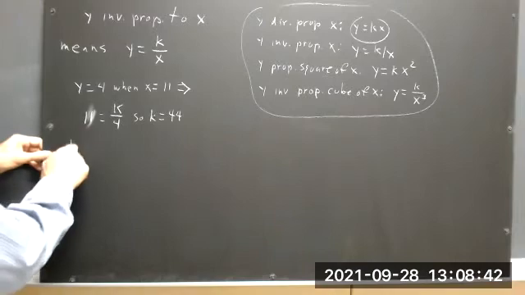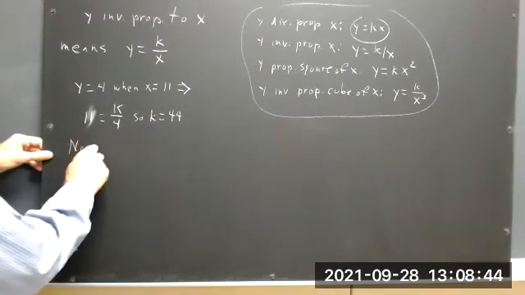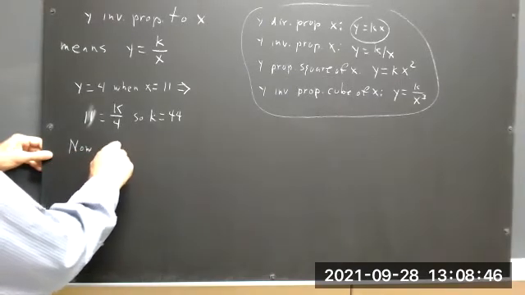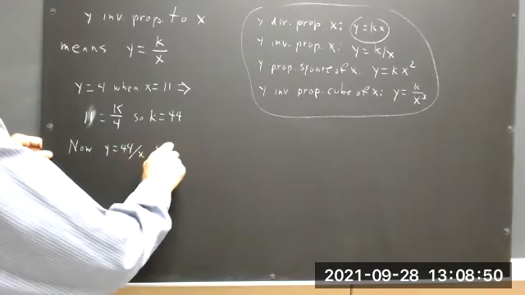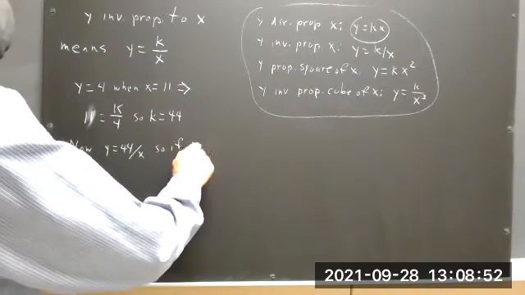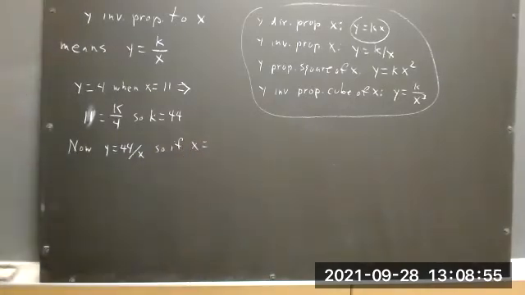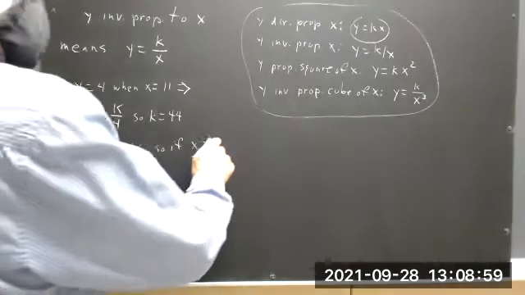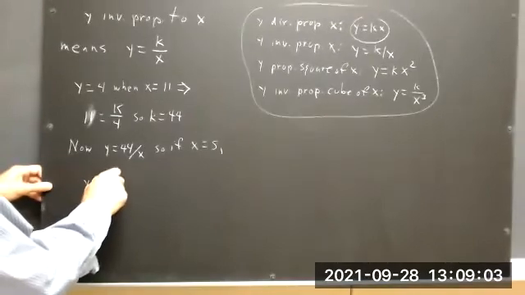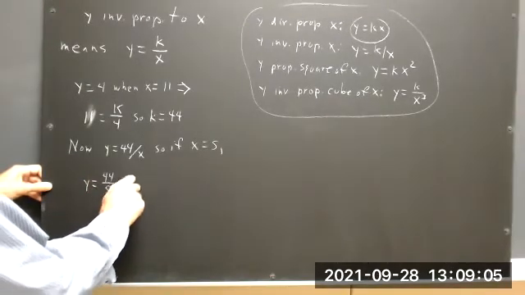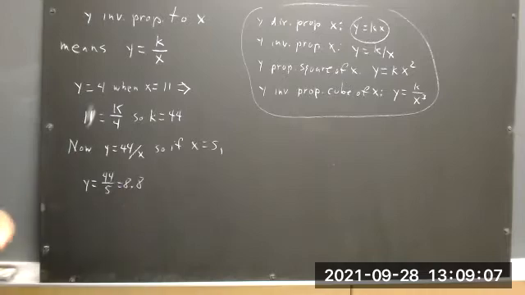Now, y equals 44 over x. So if x equals 5, y equals 44 over 5, which can be written as 8.8 in decimal.